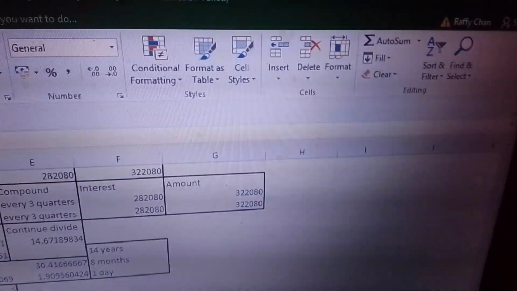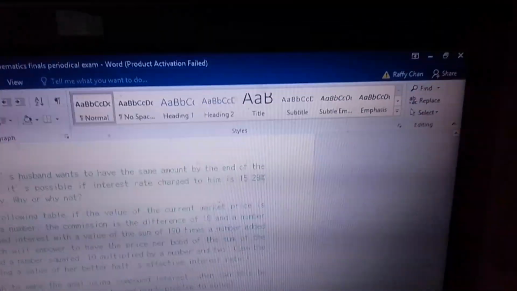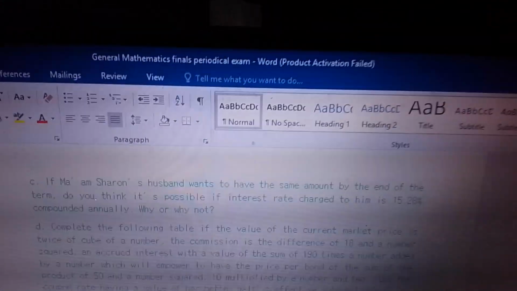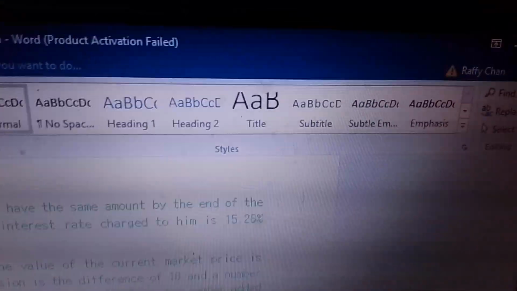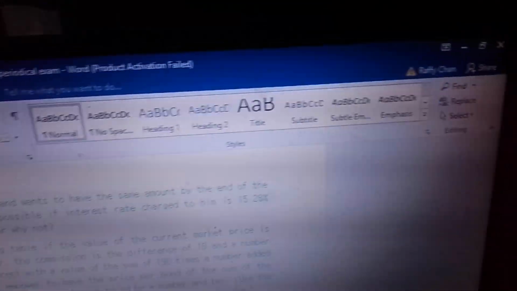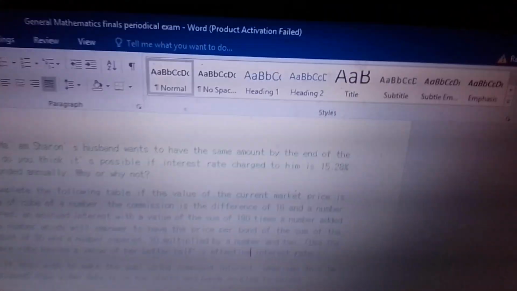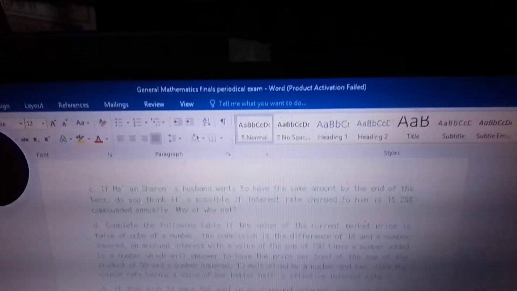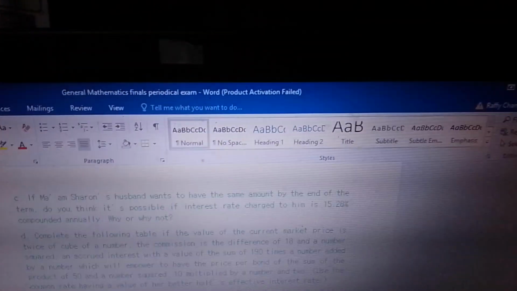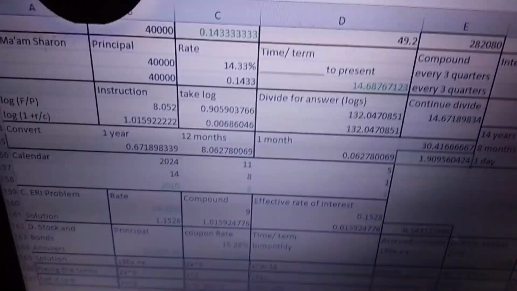322,080 pesos up to the present, but the compounding period is compounded annually, such that the interest rate is 15.28%. Do you think it's possible? Why or why not? This one, you're going to have to use ERI, effective rate of interest. So, what I did here, I made it an ERI problem.